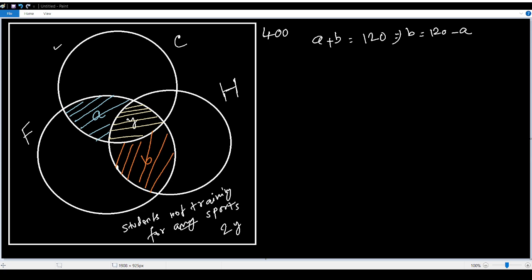Now the number of students training only for football is twice that of the number of students training only for hockey. Very solid information. Let me take this portion. This is only hockey, not intersected with any of the sets. Only hockey. This I am taking as X.